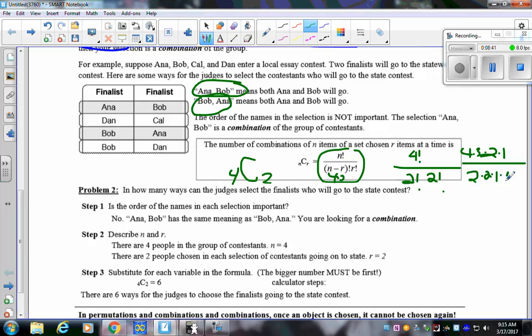I'm just going to write this way because that's where my pen started going. So once again, I could cancel common factors and simplify. So 4 times 3 is 12 over 2 times 1 is 2. So I get 6.